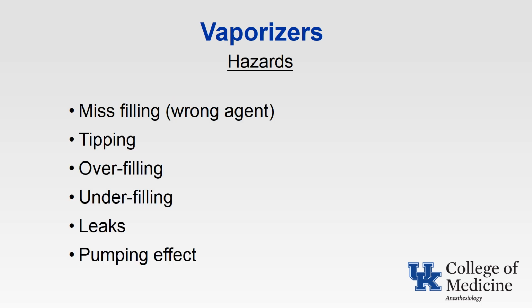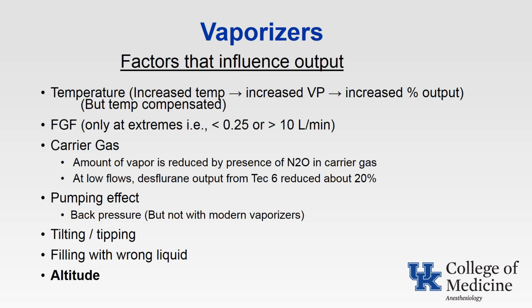There are a number of hazards associated with vaporizers. This includes misfilling, tipping, overfilling, underfilling, leaks, and pumping effects. Theoretically, temperature influences function of vaporizers, but modern vaporizers are temperature compensated, so except for exceptional ranges in atmospheric temperature, it should not make a difference. Again, modern vaporizers are independent of fresh gas flows between 1/4 of a liter and 10 liters a minute.